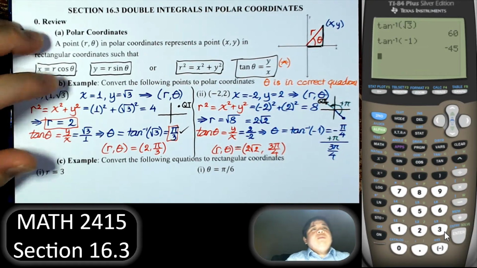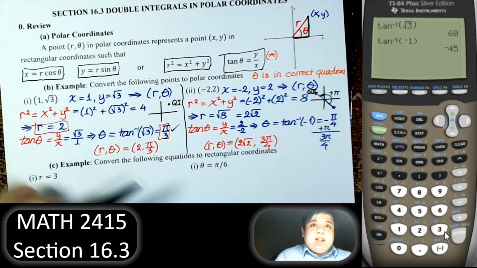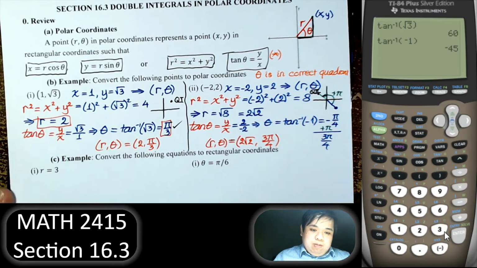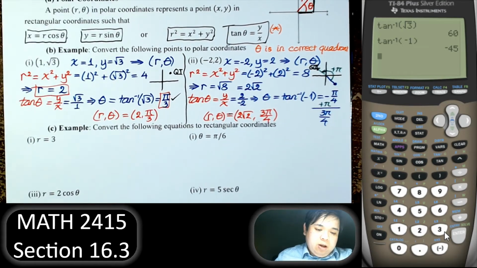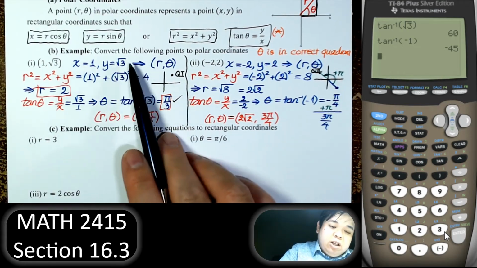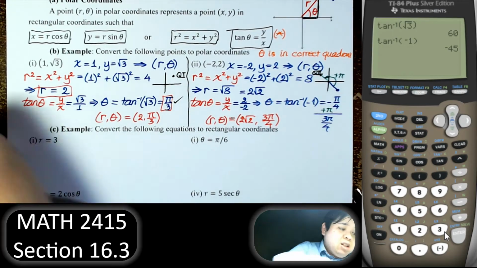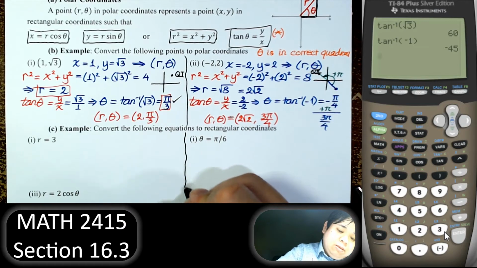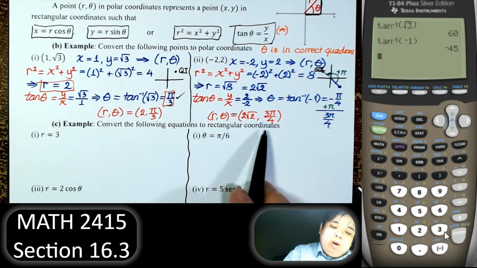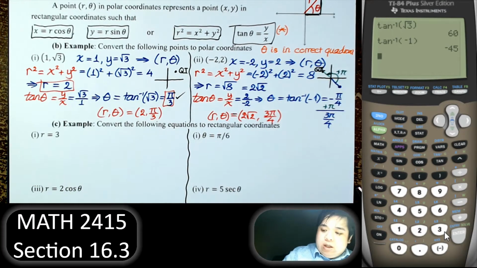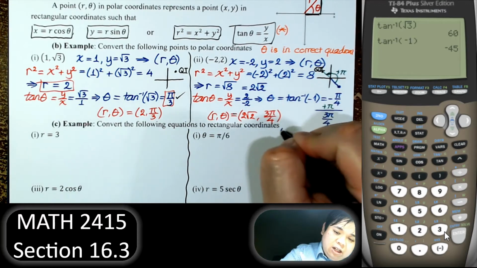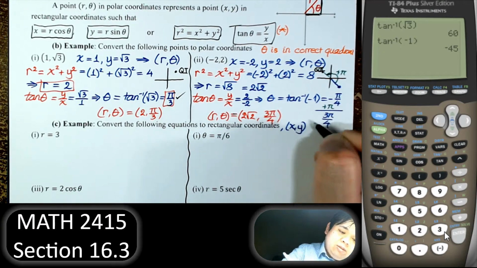Right. So, like I said, this is just a review of polar coordinates. From that, we convert into polar coordinates, meaning we find r and theta. Now we do the opposite, but for an equation. Convert the following equation to rectangular coordinates, meaning that we're going to have x and y in it.